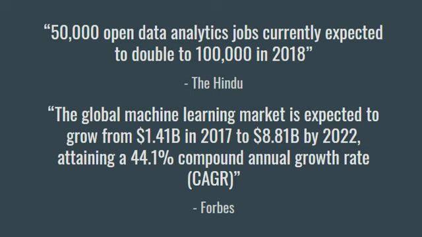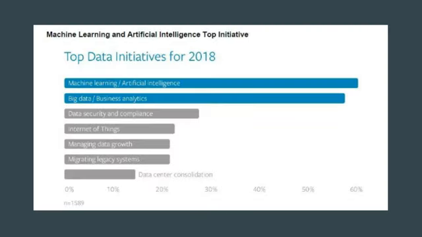And Forbes says that the global machine learning market is expected to grow from $1.41 billion in 2017 to $8.81 billion by 2022. The growth rate is 44.1%, which is a high growth. And the top data initiative for this current 2018 year is machine learning and artificial intelligence. Since last year, machine learning and artificial intelligence has taken over big data and business analytics, and I think machine learning is going to stay at the top for a few more years.